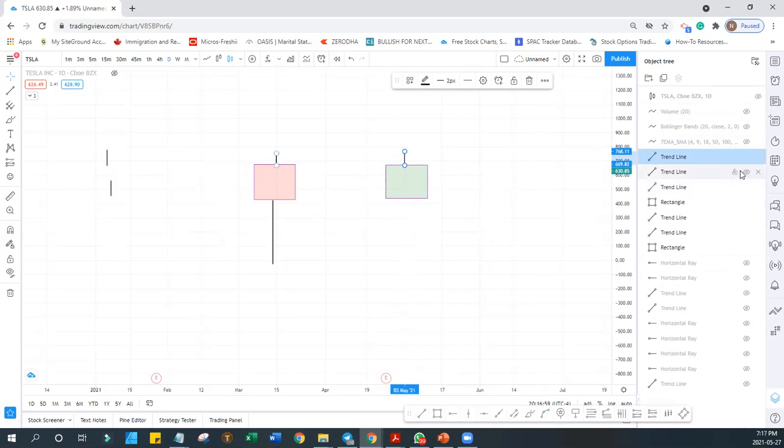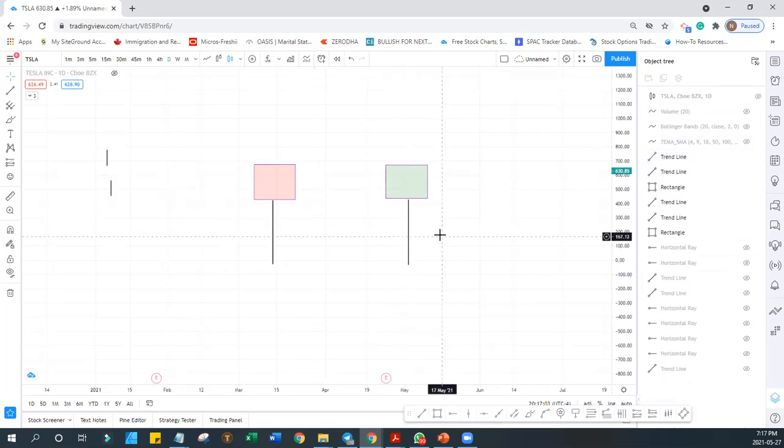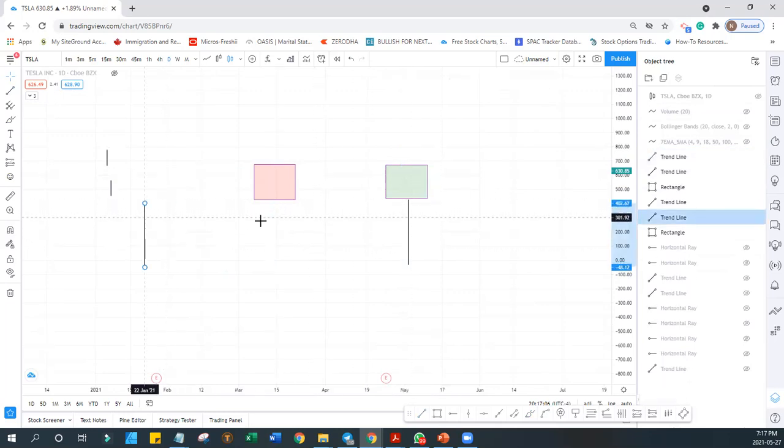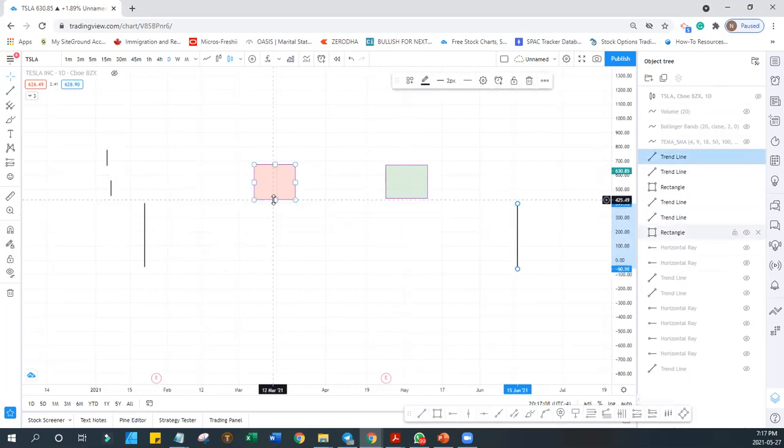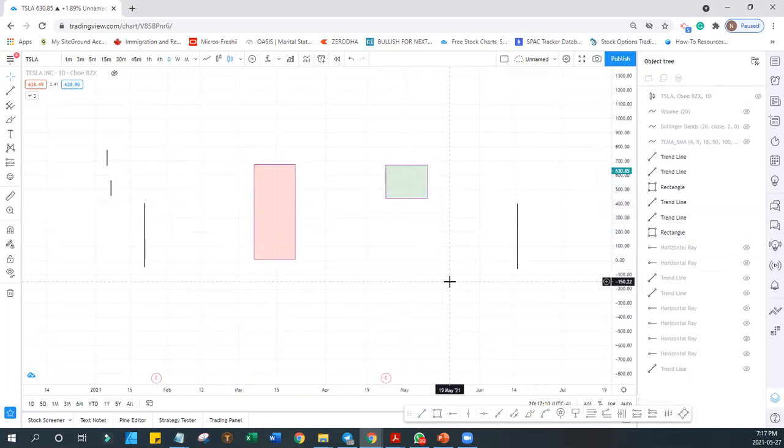Okay, now let's see if you want to see who is in power in this candle. Who is in power? This red candle, who is in power?